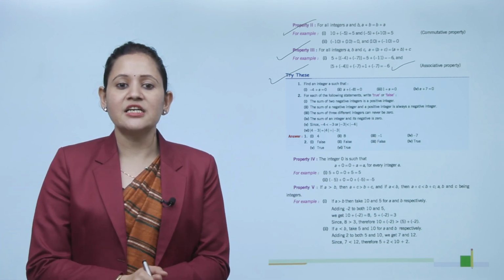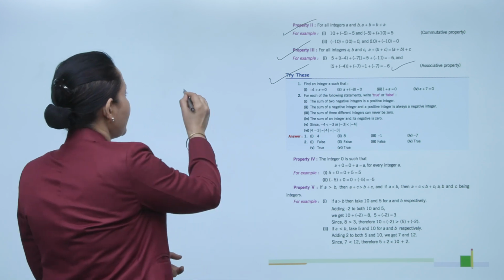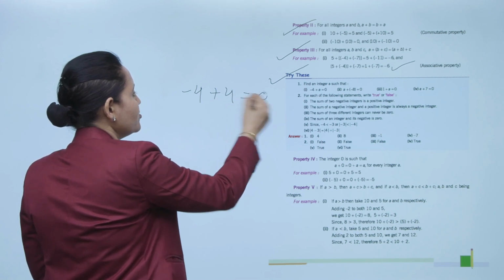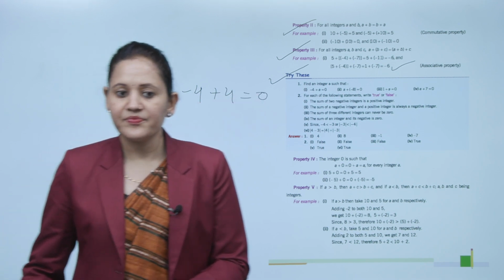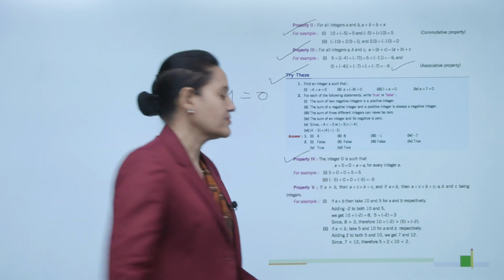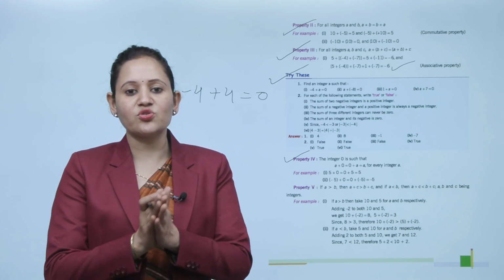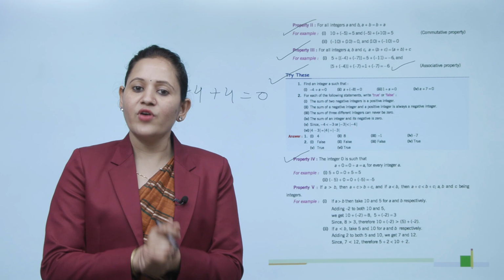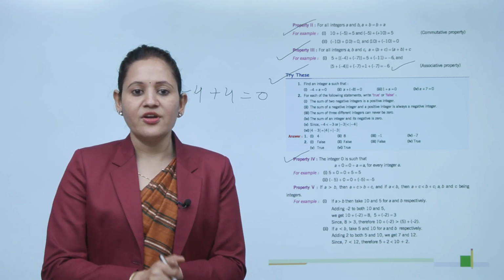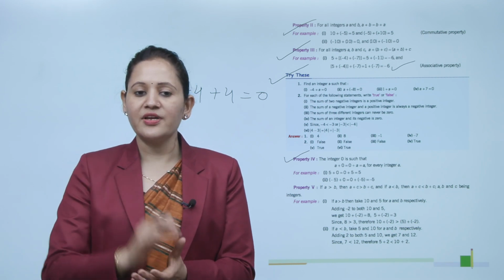Find an integer such that minus 4 plus what gives you 0. So minus 4 plus 4 is equal to 0. Clear? Next is property 4: the integer 0 is such that a plus 0 equals 0 plus a equals a for every integer. If we add 0 to an integer, we will get the integer itself. For example, 5 plus 0 equals 0 plus 5 equals 5.